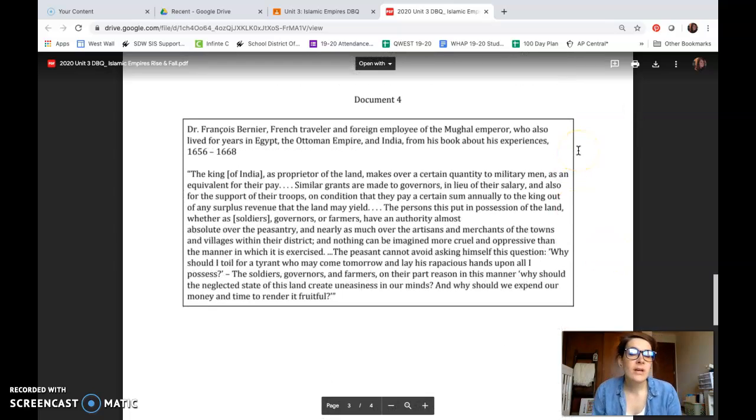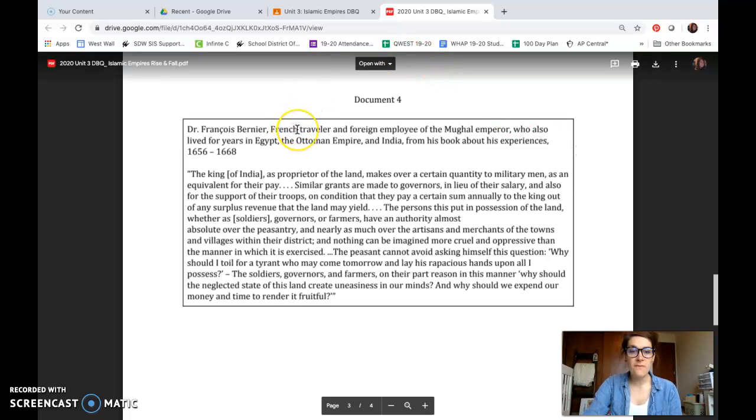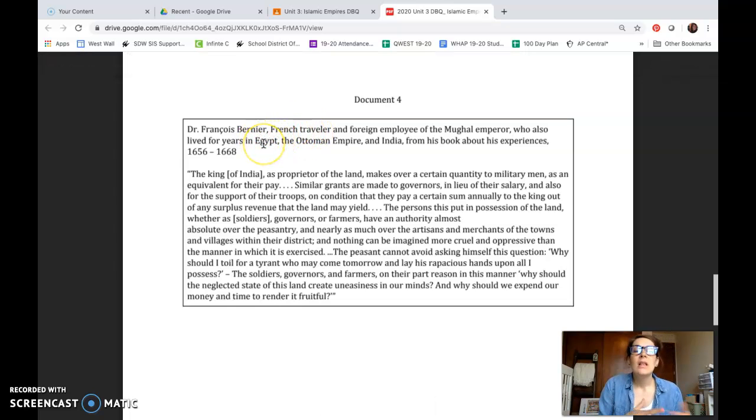Document number 4 here is going to be an outside source. And when I say outside source, it's not somebody who directly is from the Mughal Empire, although they are going to live in there. This is somebody from France who's lived or experienced several different places and is now writing about those experiences in a book. So think of this as a memoir, and you're picking out the goods and the bads.